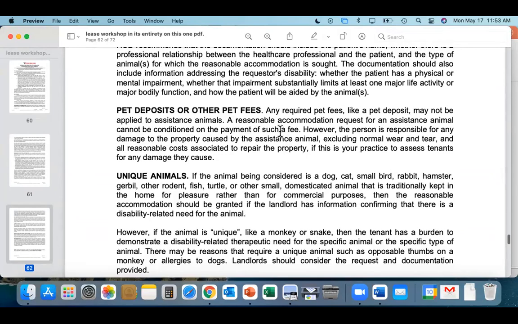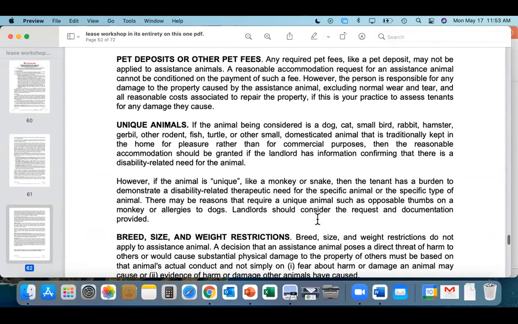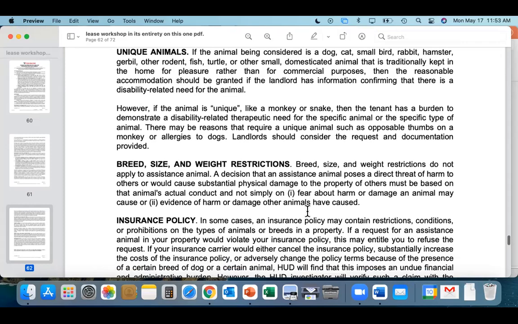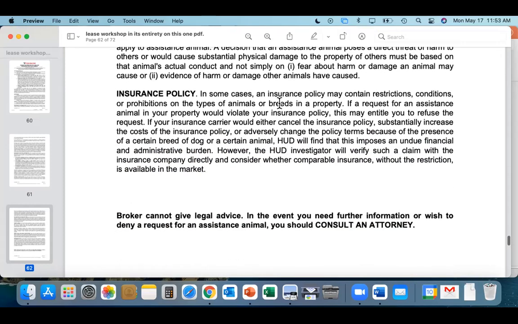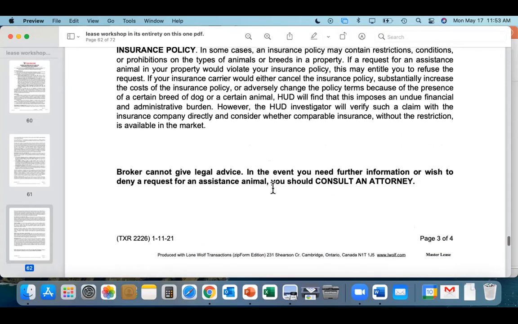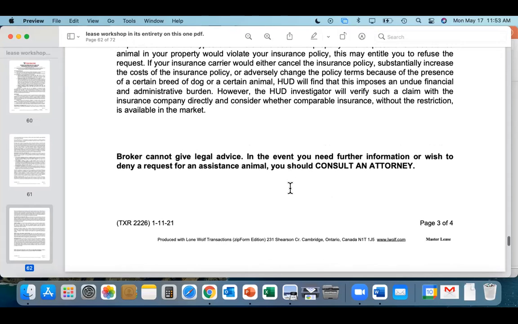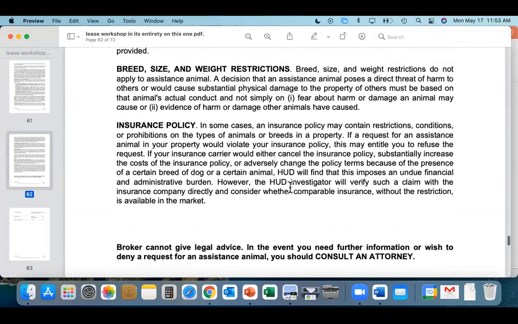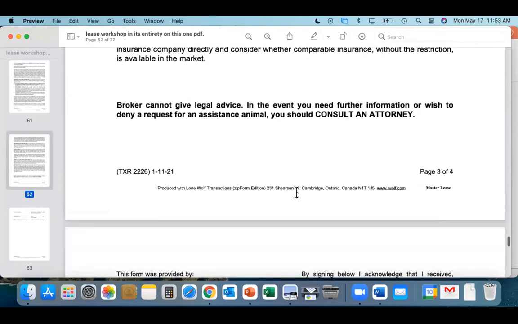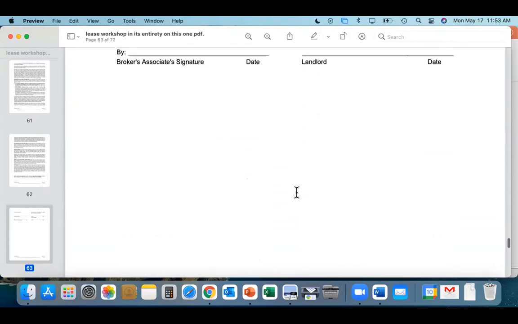So this explains to the landlord how he can collect pet deposits and pet fees. This explains to the landlord about breed, size and weight restrictions, and insurance policies, what kind of insurance he has to have on the property. And it explains to the landlord that we can't give legal advice, that they should consult an attorney. So as you can see, this would be a very, very helpful informational document to give the landlord when he's about to put his house up for rent.